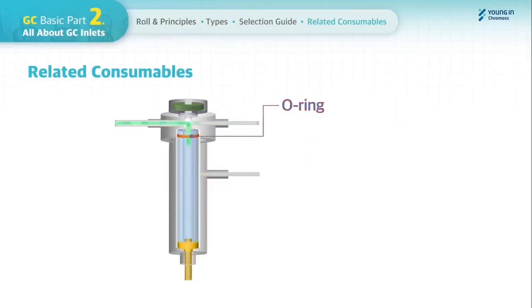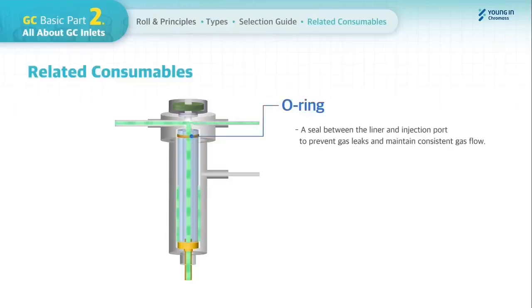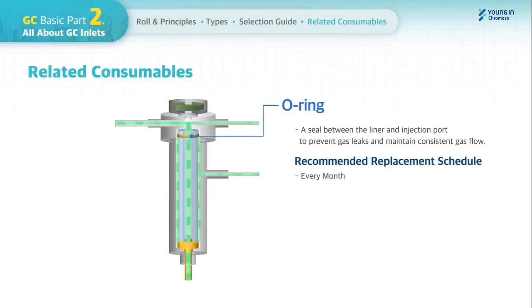An inlet O-ring is to seal between the liner and the injection port of the GC, which prevents gas leaks to maintain consistent gas flow. This needs to be replaced periodically before it gets damaged or worn out.